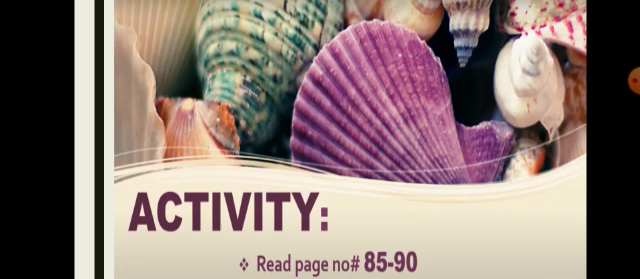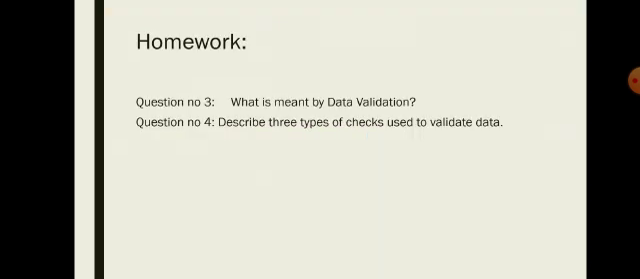Your activity is to read pages 85 to 90 thoroughly at least twice. Okay, after that you will be able to do your homework. Your homework is question number 3 of your exercise: what is meant by data validation. We have covered the data validation topic in today's lecture. And question number 4 is describe 3 types of checks used to validate your data. We have covered 6 checks of data validation, but you need to describe any 3 checks from your given book. Okay, so here is the end of today's lecture.